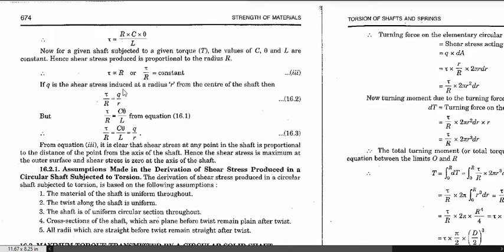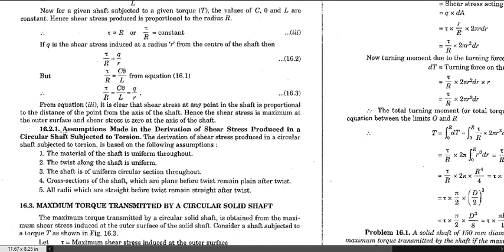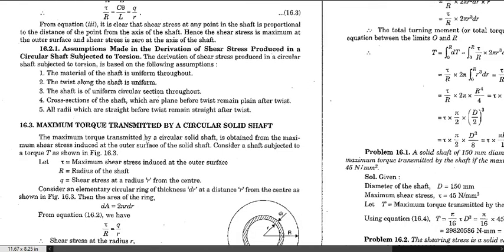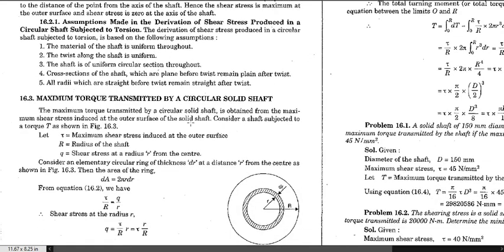Okay, so if we incorporate this in this formula, then we will get the torsional equation. Apart from that, we also have certain assumptions, as we have seen in our pure bending case. In the derivation of the shear stress, the material of the shaft should be uniform throughout, the twist along the shaft should be uniform, and the shaft should be of uniform cross section throughout. So these are some of the assumptions proposed in the derivation of that formula.